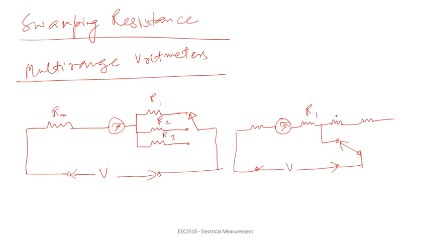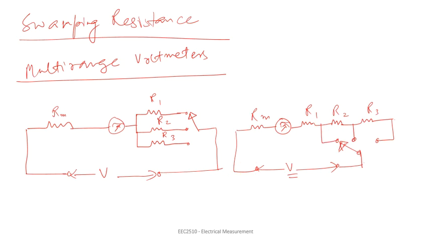So let us represent these as R1, R2 and R3. Again, these are multiplier resistances. This is the meter resistance Rm. This is the voltage across the circuit, and these are different terminals which are available for connection. So the switch can be connected to any of these three, that is R1, R2 or R3. So these are the two possibilities of having the multi-range ammeter.